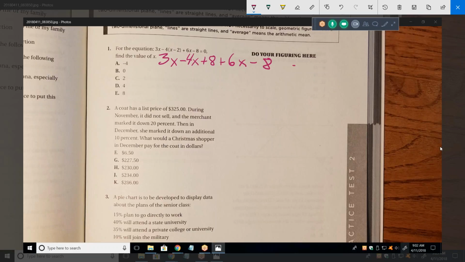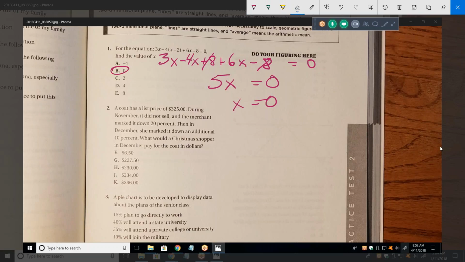Now what? So now you just have to combine like terms. So it would be 5x, and then the 8's cancel out, so it'd just be 5x equals 0. Okay. So then x equals 0. You got it.